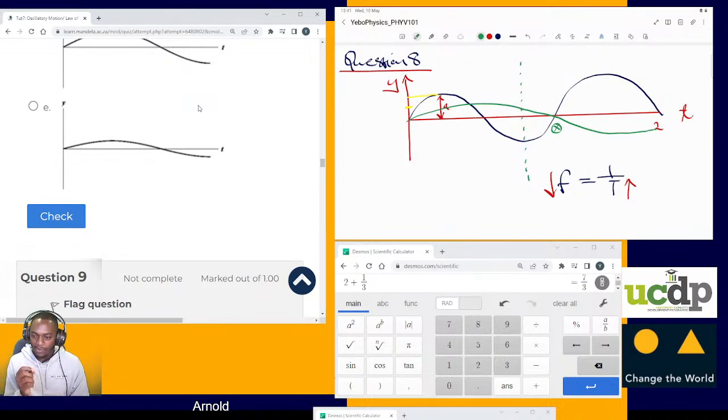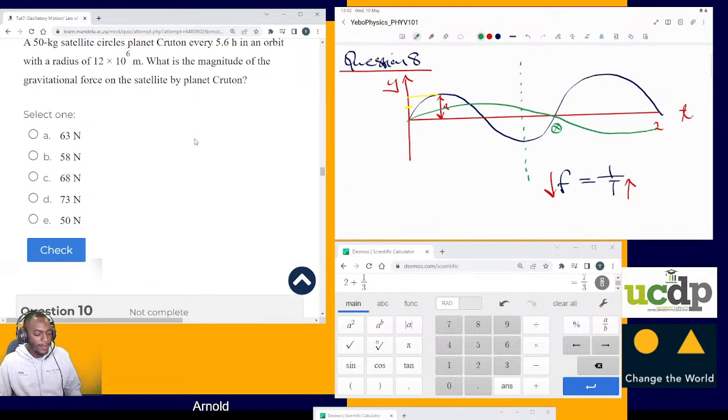So the initial graph could complete one oscillation in a given time. Then the new graph now completes half an oscillation compared to the first case scenario. So in this case, we've reduced the amplitude and increased the period. Remember, the period is the time taken to complete an oscillation. I hope this makes sense. Let's look at question 9.